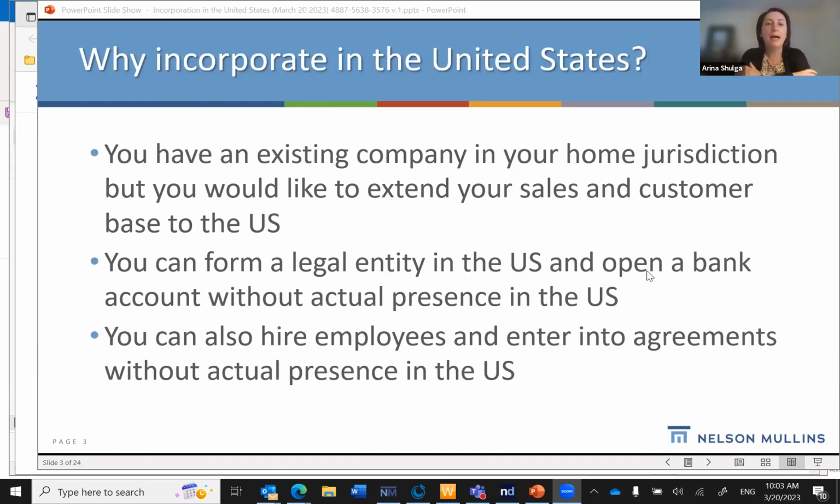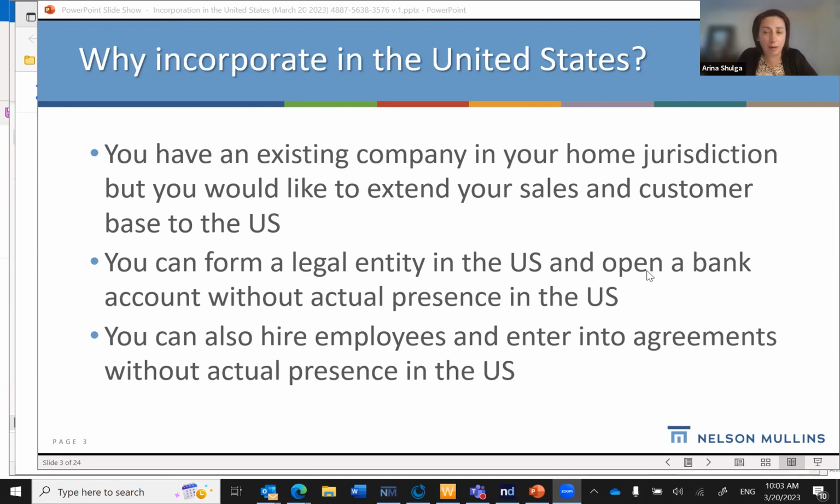Why would a foreign entity or foreign person decide to incorporate in the US? Most likely you already have an existing company in your home jurisdiction, but you would like to extend your sales or customer base to the US and possibly also raise funding. It's actually pretty easy, compared to many other countries I've heard. It's really easy to open an entity in the US.